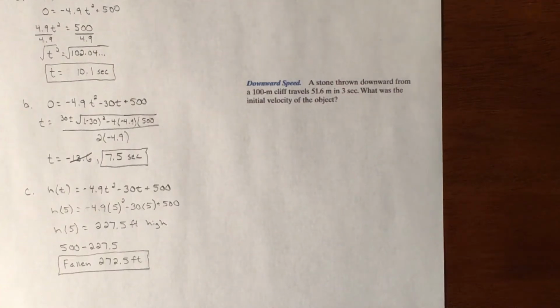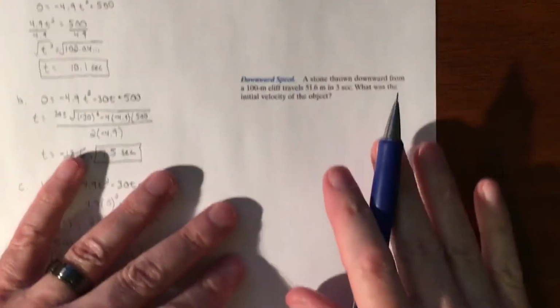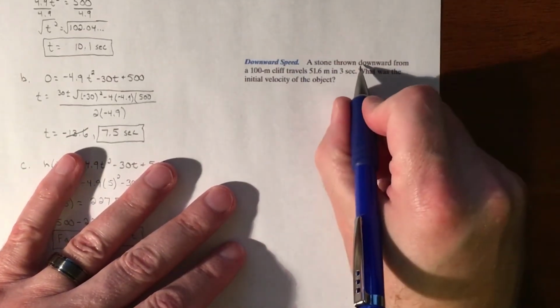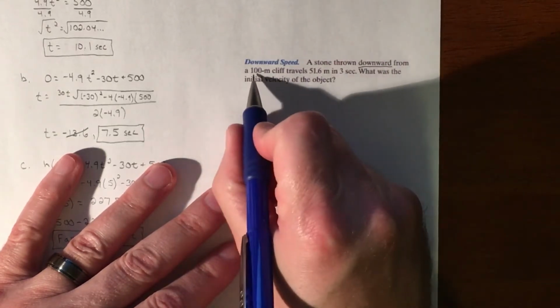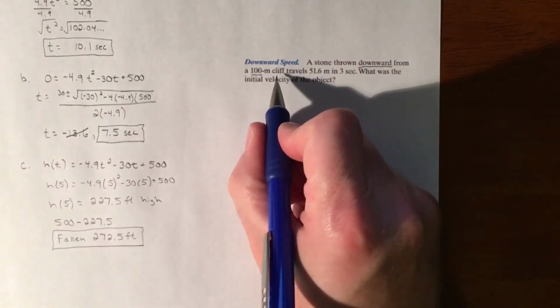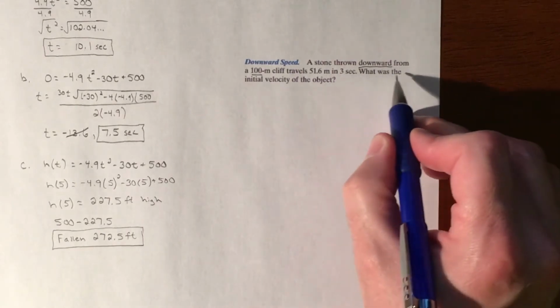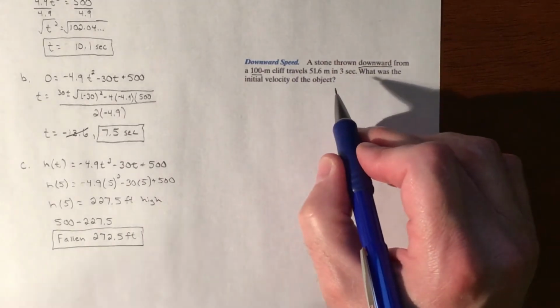All right, in this video we are going to do a word problem involving quadratics. We're talking about downward speed, and we're going to talk about some equations up here that we're going to have to use. So it says a stone is thrown downward from a 100-meter cliff, travels 51.6 meters in 3 seconds. What was the initial velocity of the object?